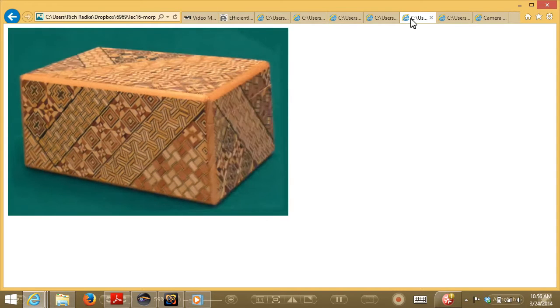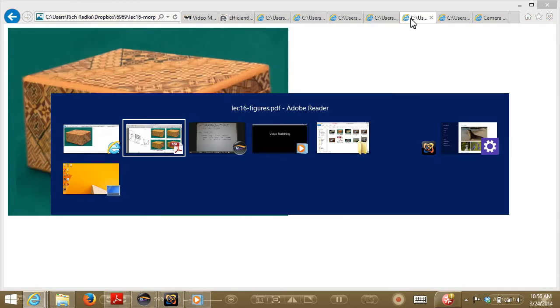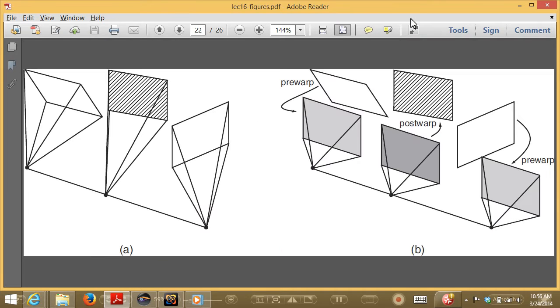But what happens when your cameras are not in that configuration? Well, the interesting observation that Seitz and Dyer made was that even if your cameras looked a little bit weird, say these were the original perspectives of your two cameras, with some baseline and arbitrary orientations, I could apply a projective transformation called a prewarp to rotate these images so that they do satisfy the hypothesis of view interpolation, right?